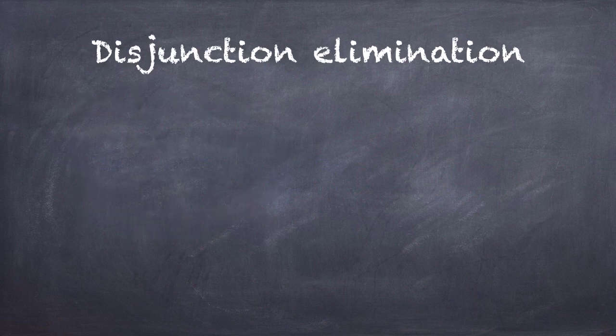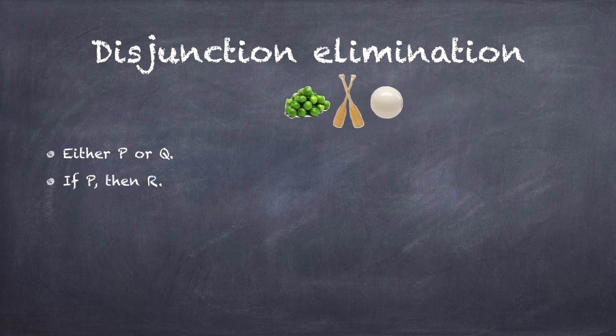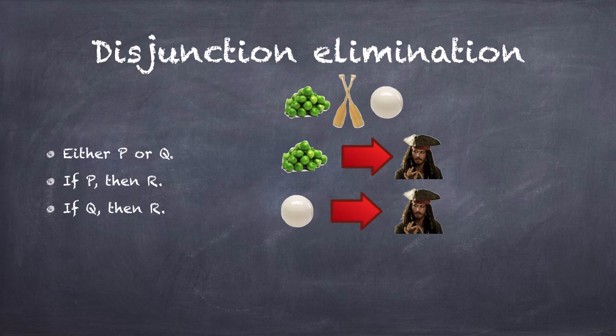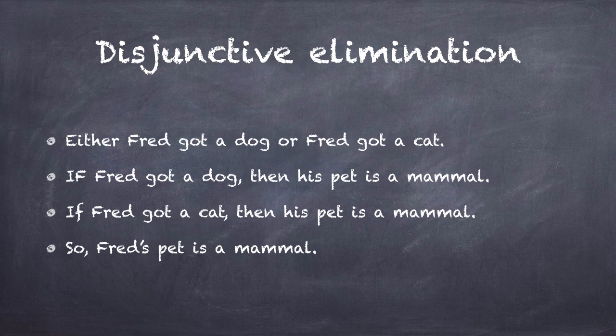Here's the form for disjunction elimination. First, we start with our disjunction. Next, we have a conditional showing that P is sufficient for R. Third, we have a conditional showing that Q is sufficient for R. Since P and Q are both sufficient for R and at least one of P and Q is true, we know that R is true, so we infer R. Here's disjunctive elimination in action with Fred again. Since we know that either Fred got a dog or a cat, and we know that both dogs and cats are mammals, we can infer that Fred's pet is a mammal.